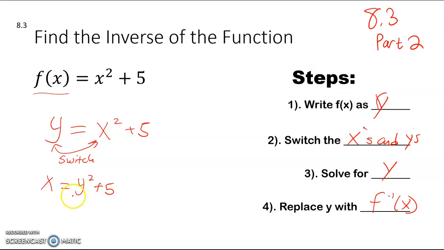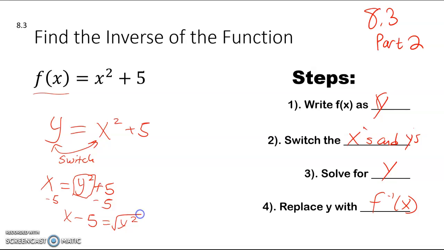Okay, and then from there, let's go ahead and solve for y. Standard algebra rules here: we want to get y all by itself. How do I do that? Well, I move this 5 over by subtracting it. X minus 5 equals y squared. Now I've got y squared equals x minus 5. How do I finish that out?